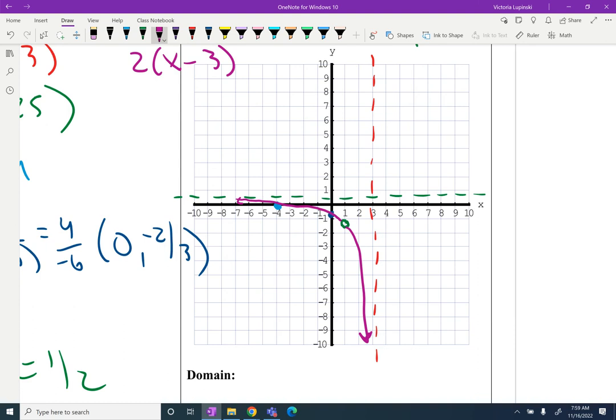Then there has to be a second piece. The second piece has to be to the right of the vertical asymptote. It can either be above the horizontal or below. Which one does it have to be? Has to be above, again, because there are no more x-intercepts.